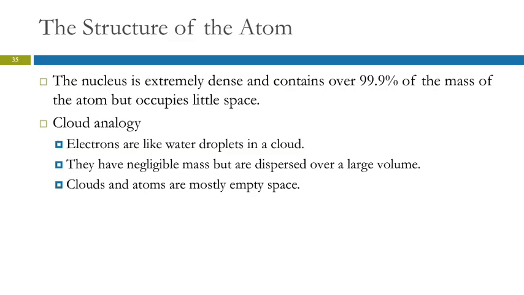So that nucleus is extremely dense, and extremely is an understatement. It contains over 99.9% of the mass of the atom, but occupies very little space. So if you think of a football field, standard football field, and on the center 50-yard line, you put a green pea. It's a regular pea that your mom made you eat, right? Maybe you've grown to like them, maybe not. You set that on the center, in the middle of the football field. Okay, that's the nucleus, the size of the nucleus.